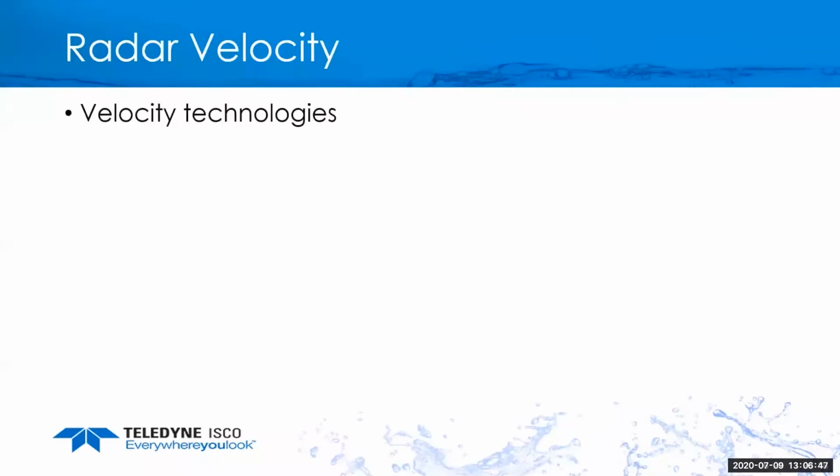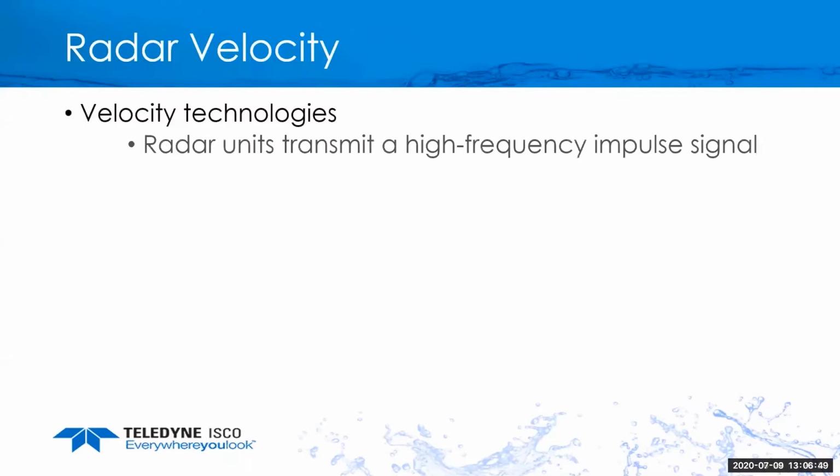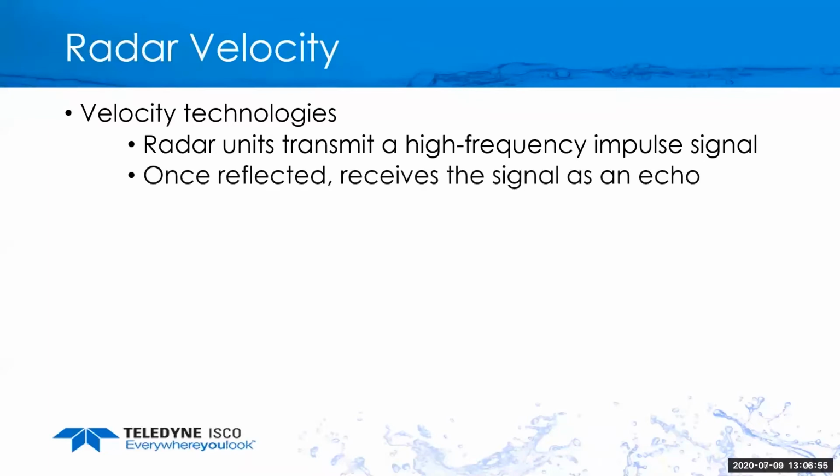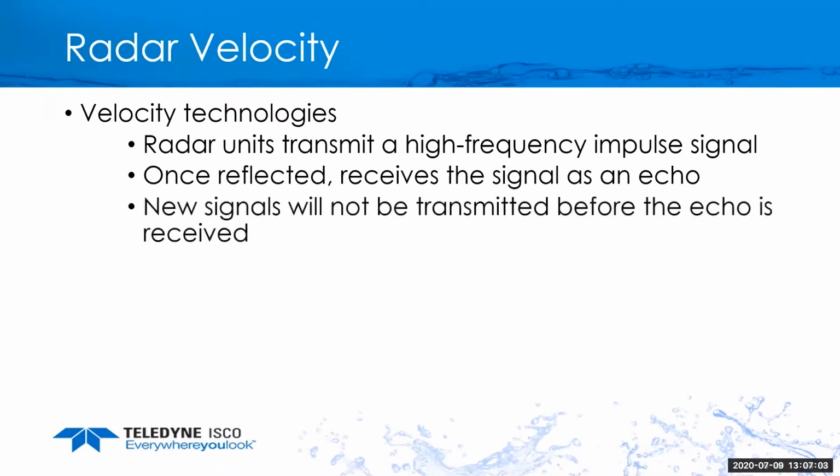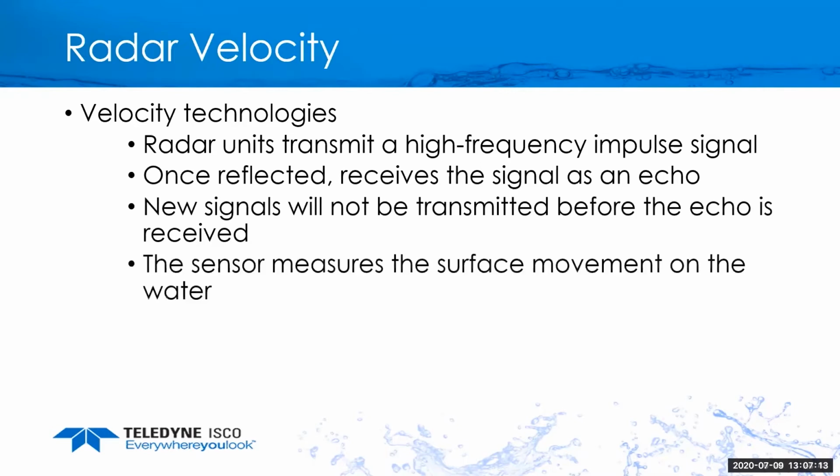Now, radar velocity technologies. The radar units transmit a high frequency impulse signal. Once it's reflected off the surface of the water, it receives the signal as an echo. The new signals will not be transmitted before an echo is received. So it sends it out, it waits to receive it, and then it'll transmit the second one.